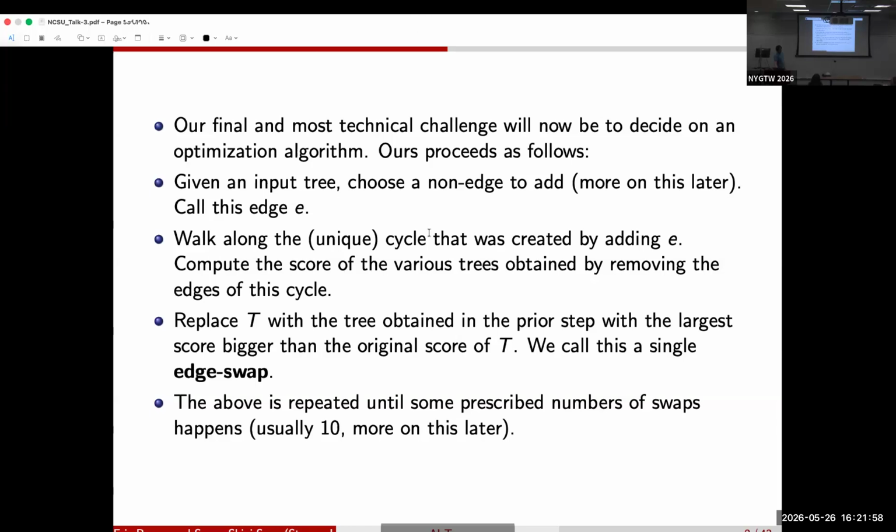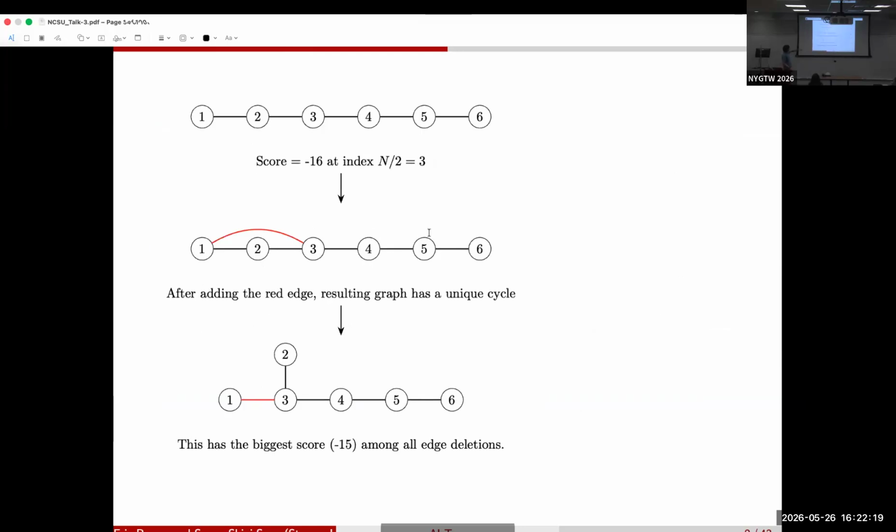And if there is no such tree, then oops, that was a bad edge to try to add. So it's not counted as an edge swap, very importantly. And then the idea is we repeat this until some prescribed number of swaps has happened. Usually 10, actually. So here's a pictorial representation. Suppose that path is my starting tree, and suppose I just chose to try to add the red edge. Then here's my triangle now that I've created, and you try to remove edges from this triangle, and it turns out that this particular tree has the biggest score, which is strictly bigger.